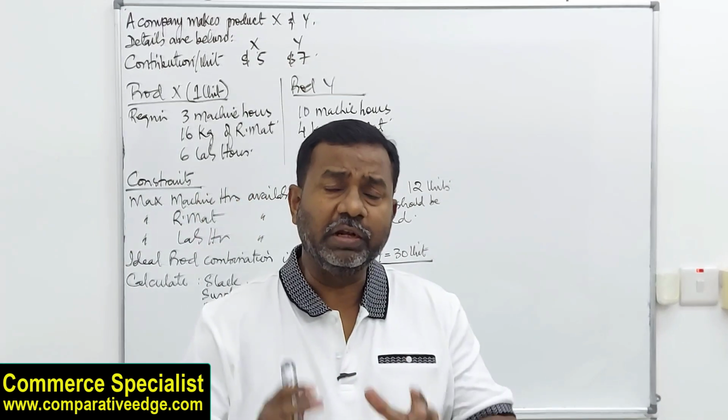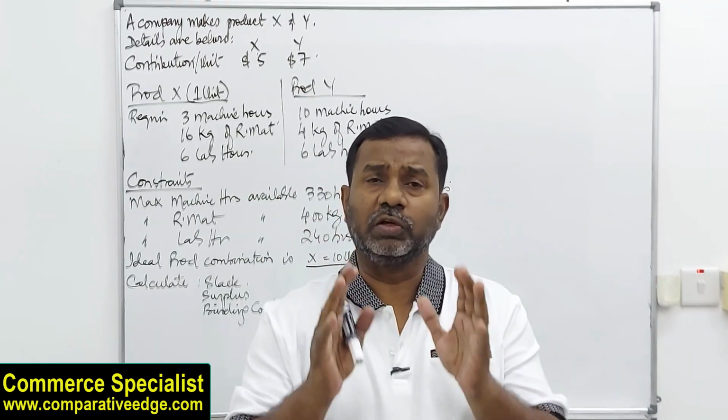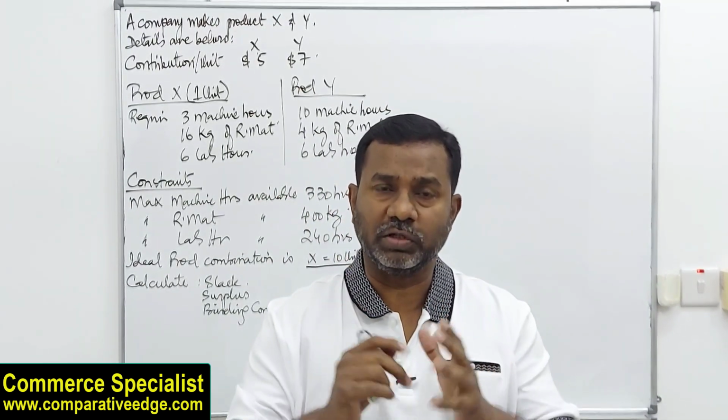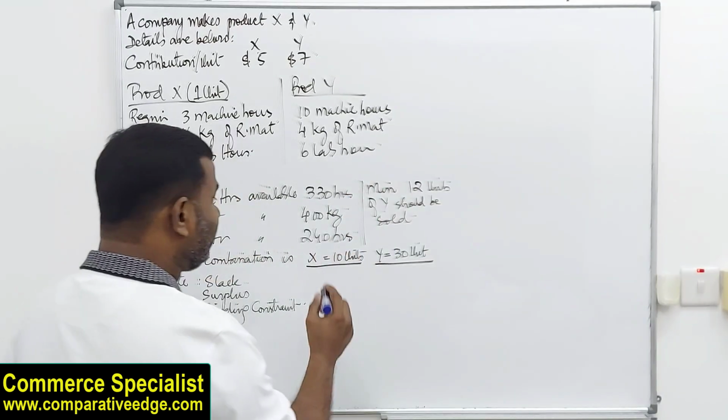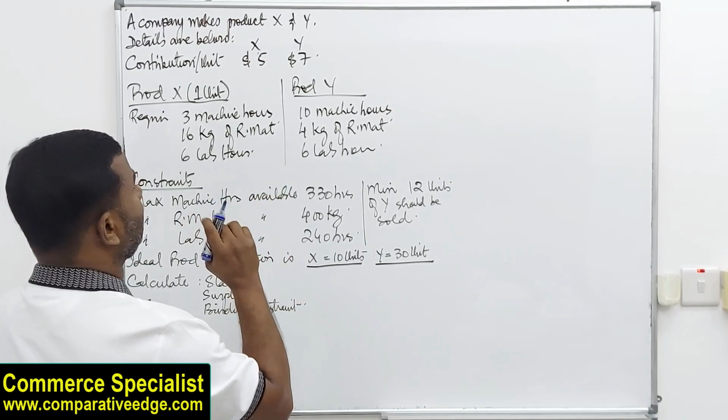First of all, we need to put the inequalities. First of all, we need to establish the constraints. Write the equation for the constraints. Let's see how it is done. I'm going to write the constraint for machine hours.